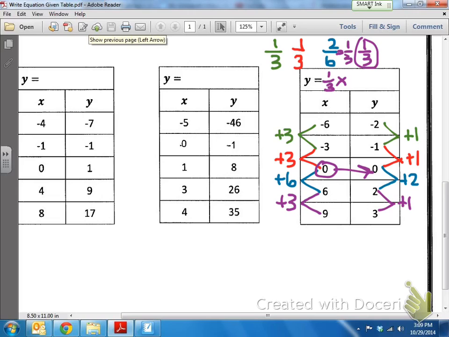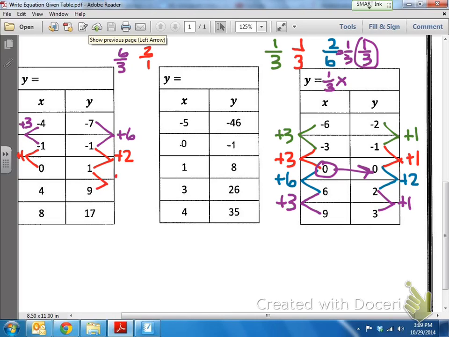All right, so let's do the change in y first. From -7 to -1, that means I have to add 6. And from -4 to -1, I add 3. So my first fraction is 6 over 3. All right, from -1 to +1, I add 2. And then from -1 to 0, I add 1. So 2 over 1 is my next fraction.